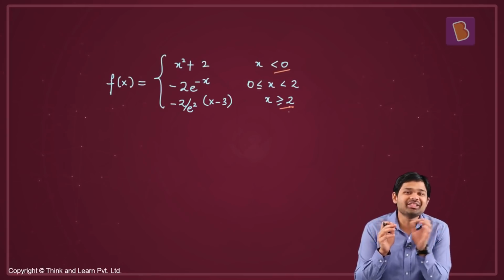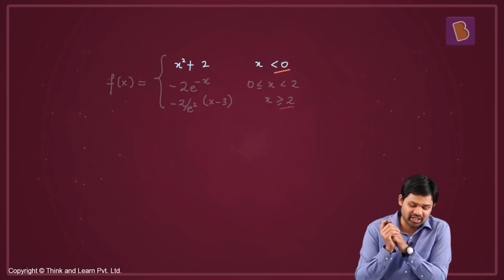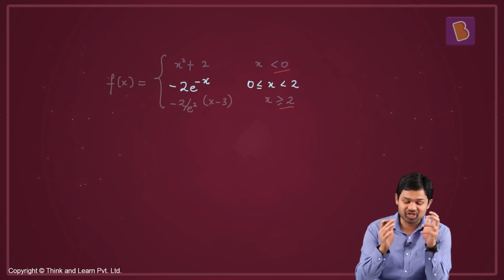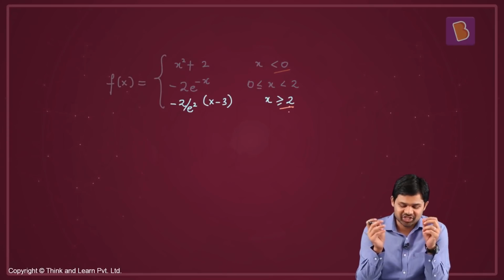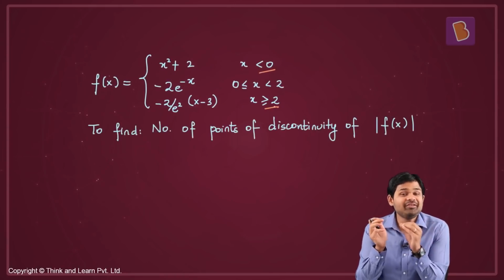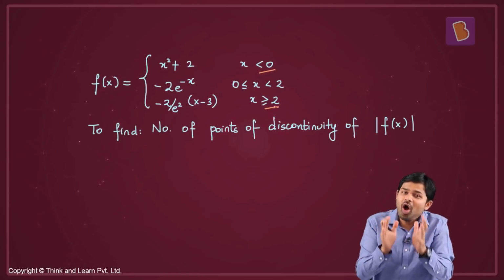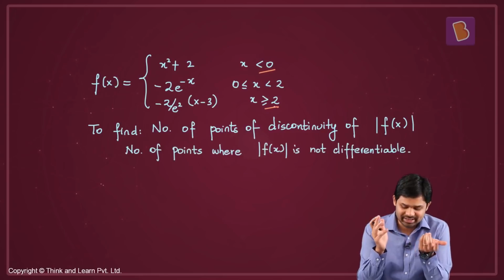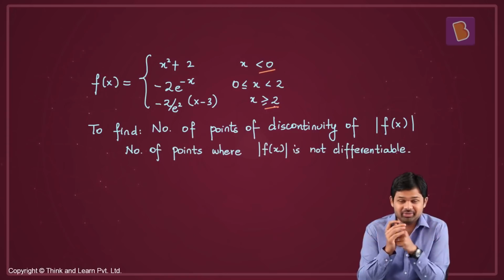So if you look at the way this function is, less than 0, the function is actually a quadratic function. Between 0 and 2, it's an exponential function. And in fact, after 2, this function is actually a linear function. So it's a very interesting function. And the objective of this question is to find out the points at which mod of f of x is discontinuous, and also the points at which mod of f of x is not differentiable.